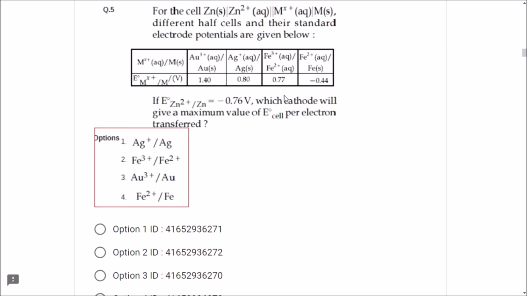0.8. What about iron? 0.77. That too, only 1 electron is transferred, though 0.77. It is also not correct. Iron 2 plus, 2 electrons, minus 0.44 divided by 2, that means minus 0.22. Which is more value? Silver gives 0.80. That means option number 1 is correct, students.